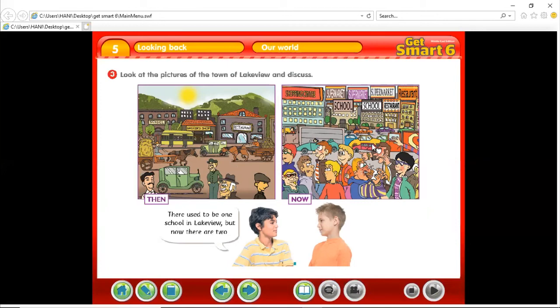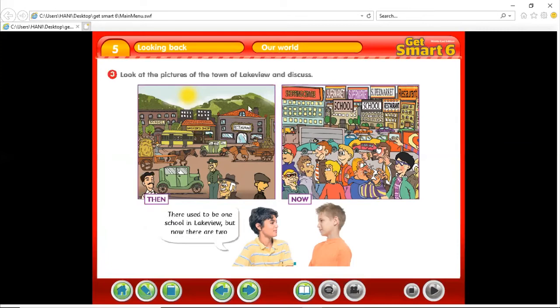Okay? If I ask you to give me sentences concerning the past and now, we are going to say it like this example. There used to be one school in Lakeview, but now there are two. Look here, there is one school in the past, yes, but now 1 and 2.